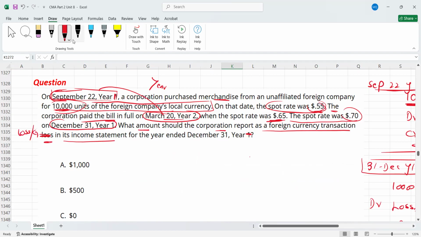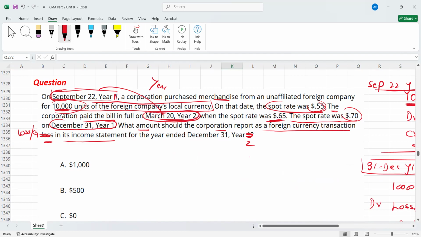You will record it not in year one, but in year two. What will go to the year two income statement? Gain or loss, whatever. Okay, what will go to the year two income statement? How would you do it? Our question is over here. Now we have to consider the year two data also.